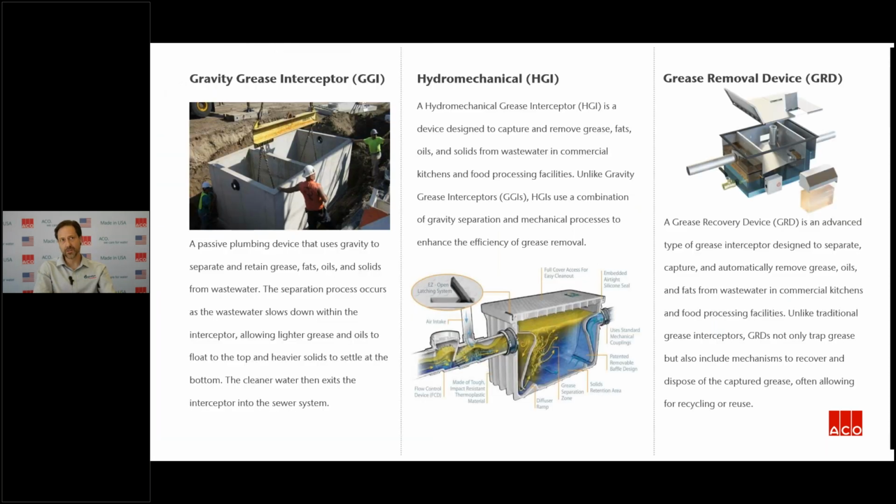The three types of technologies within this category are something we call a gravity grease interceptor, a GGI. We have something called a hydromechanical, an HDI, and then we have something called a GRD, which is a grease removal device. A gravity grease interceptor is essentially, as it says, taking grease and water through gravity, moving it down to a large exterior, typically in-ground containment unit. Water and grease will sit in there and separate. These units will typically have to be pumped to remove the grease and the debris. So that's one type of technology.